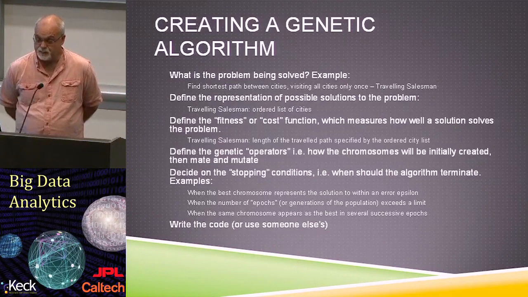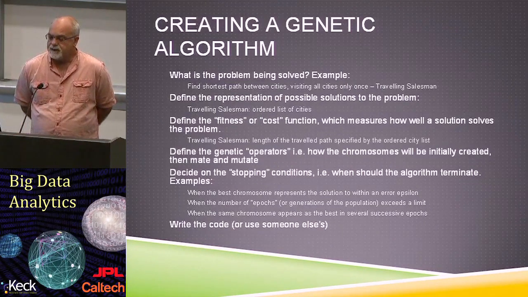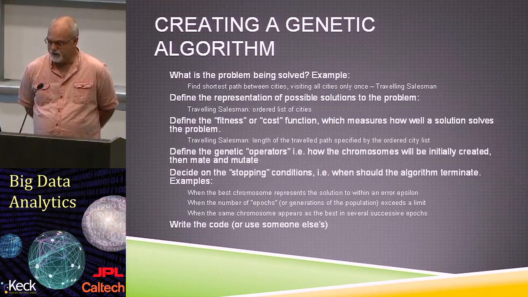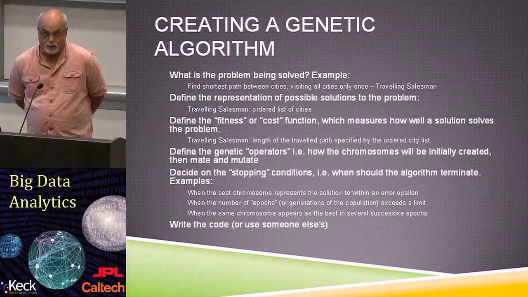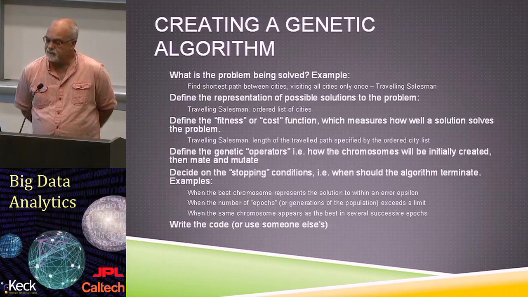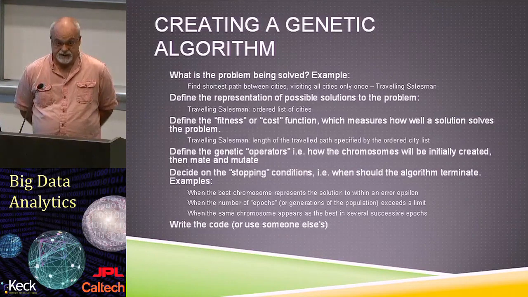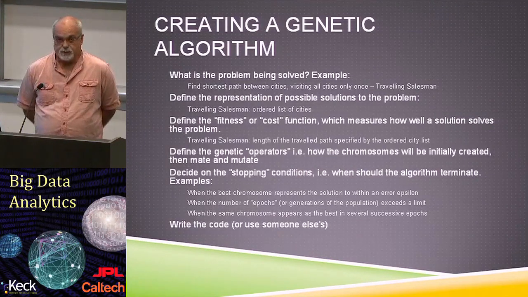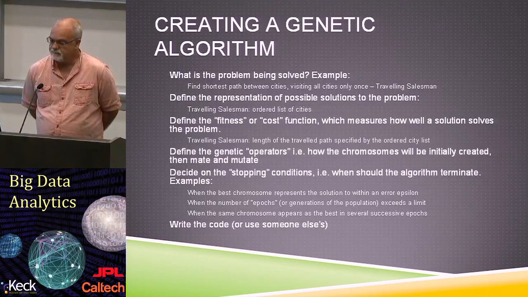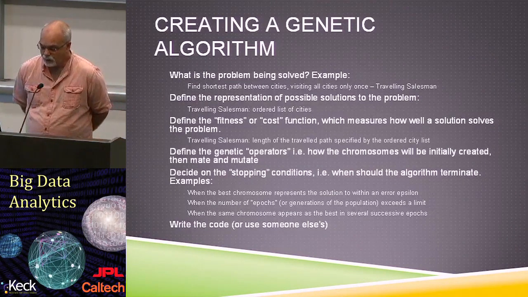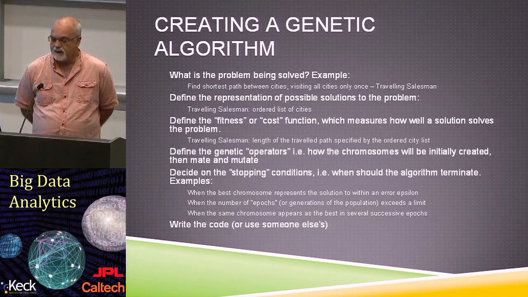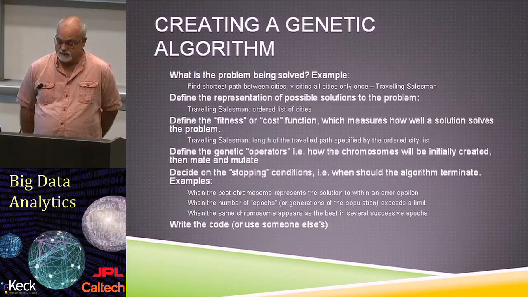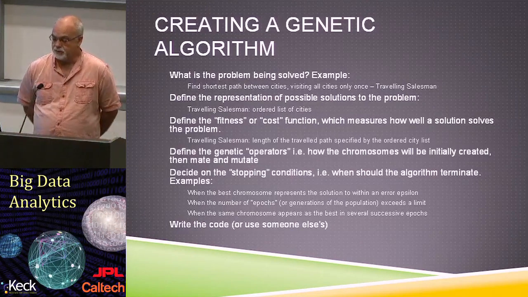So how do we actually do that in practice? Well, first of all, we need to look at what the problem is that we're trying to solve with a genetic algorithm. Let's take as an example the travelling salesman problem, which, as you probably know, is to find the shortest path between a set of cities where you visit each city only once and you try to minimise the total path length. Once you've defined the problem, then you need to define the representation of the possible solutions to the problem. And in the travelling salesman case, this is simply an ordered list of cities, a list of cities which the salesman should visit.